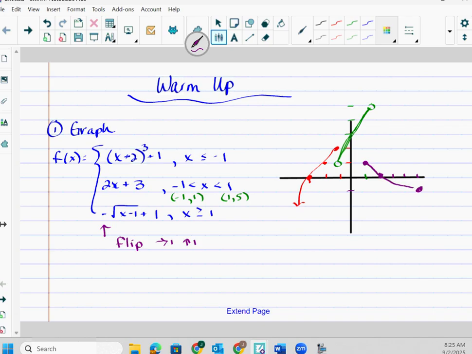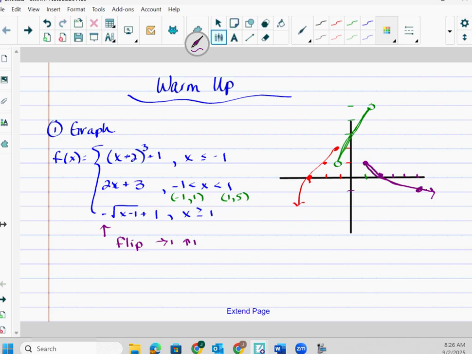Again, I'm just basing that. Wow, that's a terrible drawing. Off of the parent graph that I know. You can certainly plug in points if you need it to find where they are. Plug in things bigger than 1 that you can actually take the square root of. Okay.